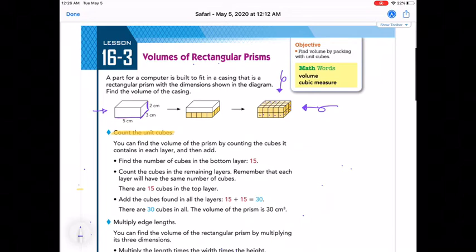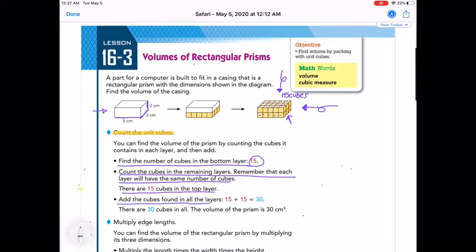1, 2, 3, 4, 5, 6, 7, 8, 9, 10, 11, 12, 13, 14, 15. So this top layer has 15 cubes. But there are 2 layers. There's one underneath here, right? So it says find the number of cubes in the bottom layer. Well, we counted the top layer is 15. Count the cubes in the remaining layers. Remember that each layer will have the same number of cubes. So there are 15 cubes in the top layer.